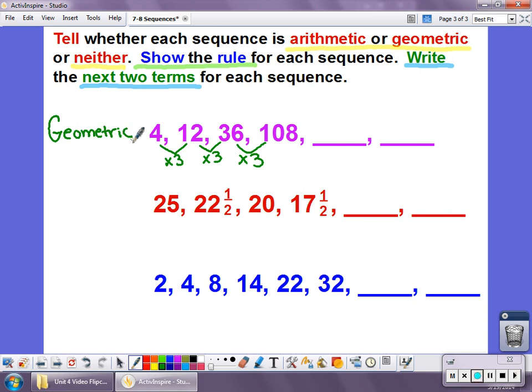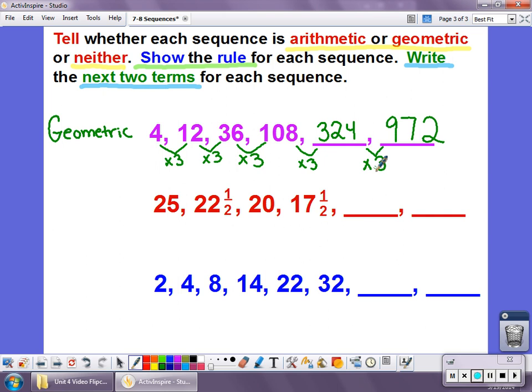Now the last thing I need to do is fill in those next terms. So I'm going to continue this pattern. I'm going to do 108 times 3, which will give me 324. And then I'm going to do 324 times 3, which gives me 972. And that's how you come up with your next few terms, is you just continue your pattern.